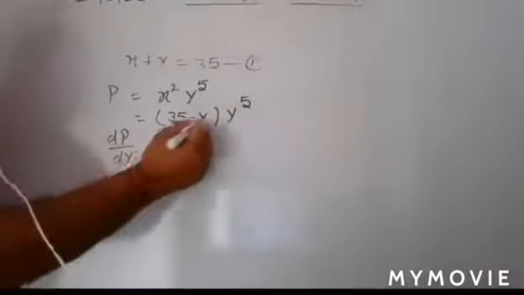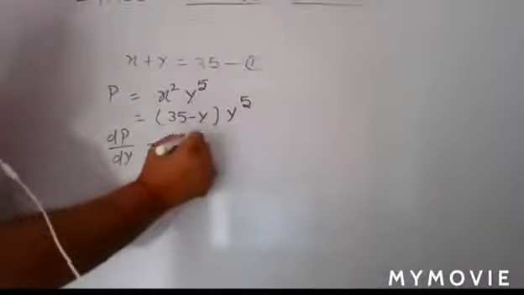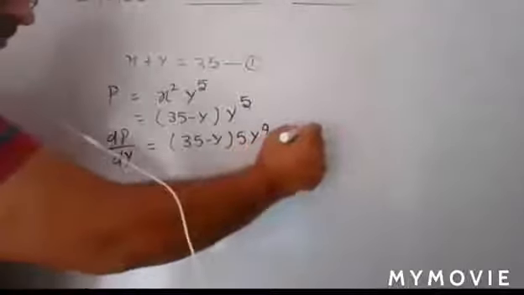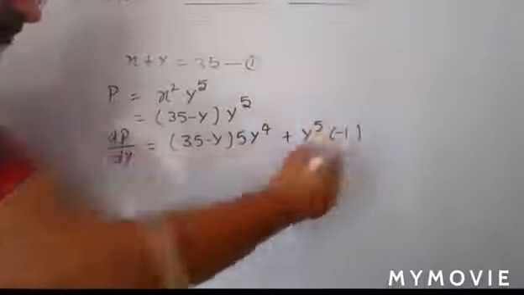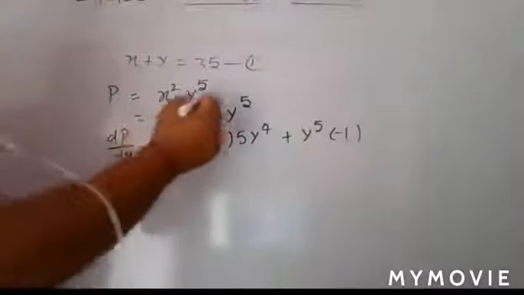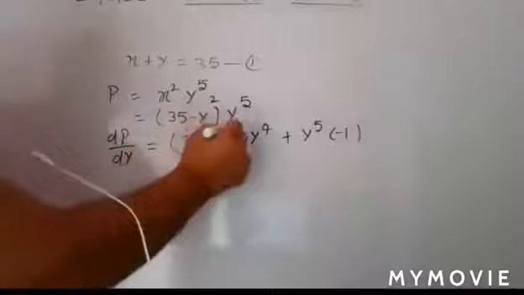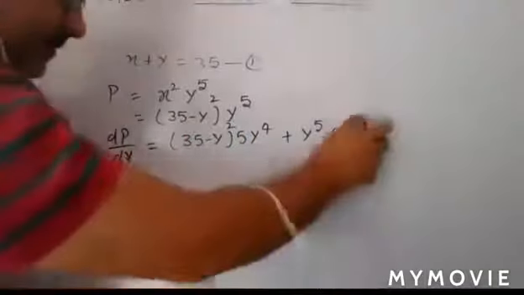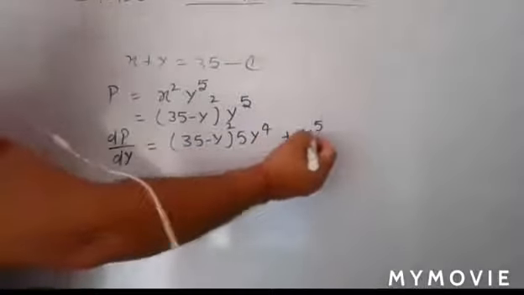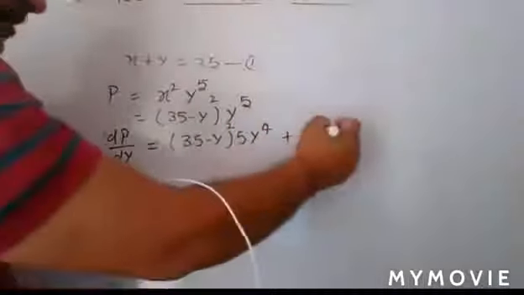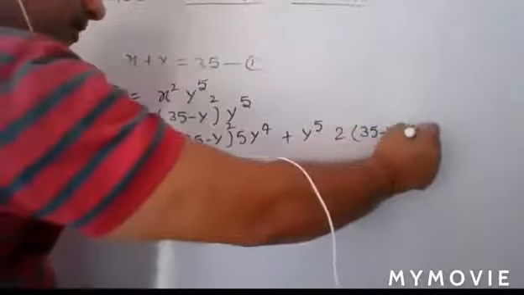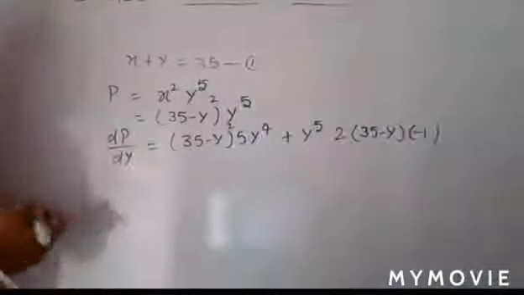Here you apply the product rule. So (35 minus y) square into 5 into y to the power 4, plus y to the power 5 into 2 into (35 minus y) into minus 1. Sorry, the whole square is there, I was missing that. So here you have the second function y to the power 5 and the differentiation of the first, which is 2 into (35 minus y) into minus 1.